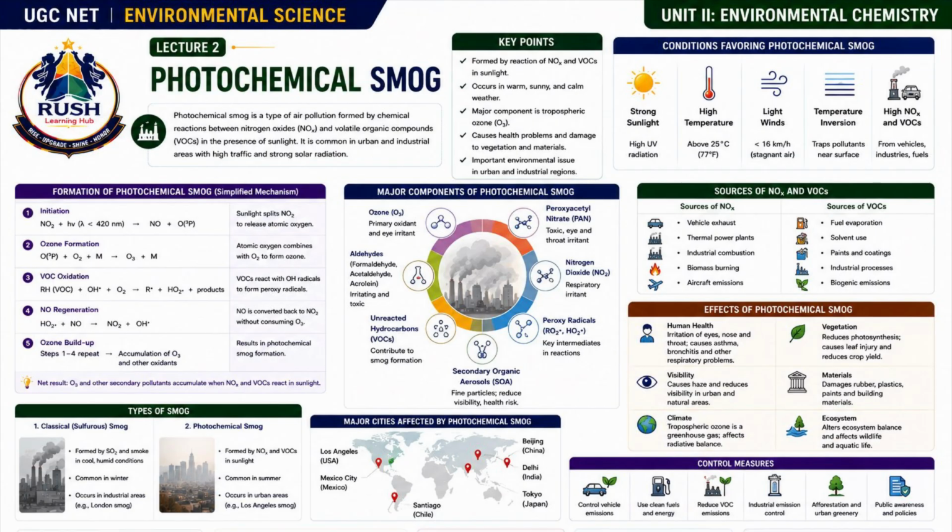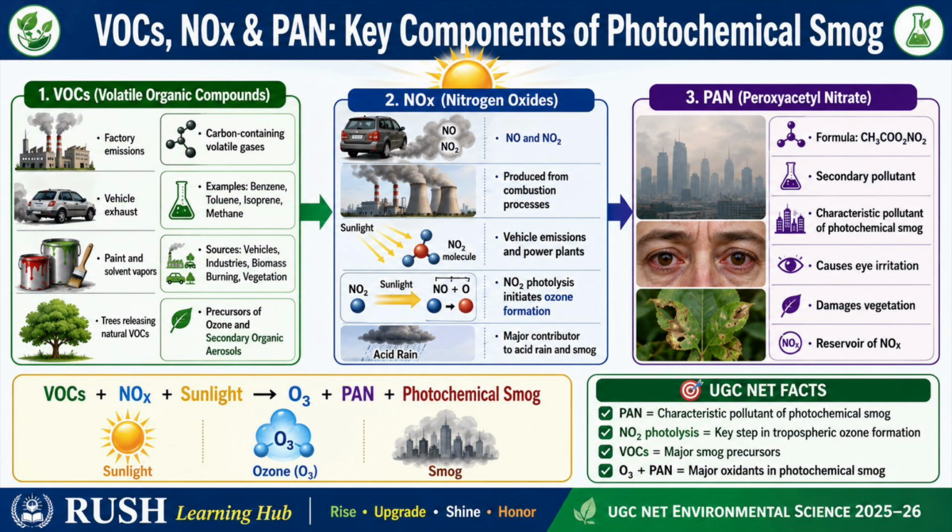Volatile organic compounds, nitrogen oxides, and peroxyacetyl nitrate, commonly known as VOCs, NOx, and PAN. These compounds are closely connected and play a central role in the formation of photochemical smog. Questions related to these concepts frequently appear in UGC NET Environmental Science examinations, making this topic extremely important from an examination perspective. Let us begin with volatile organic compounds, or VOCs.